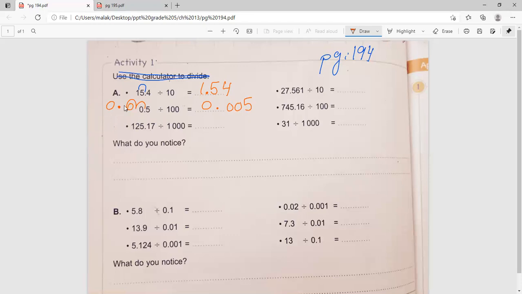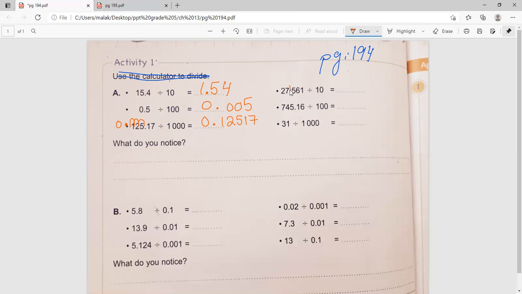We move it back two digits. 1, 2. So we add another 0, then we place the point, لأن بيكون عندنا two digits. 1000, we move it back three digits. 1, 2, 3. بتصير هون البوينت. Okay? ودايما على beginning we fill it with 0. So 0.12517.